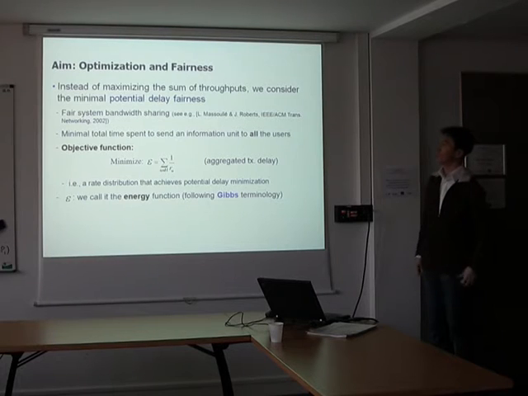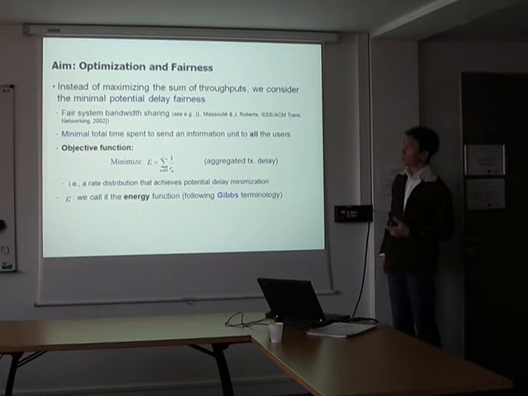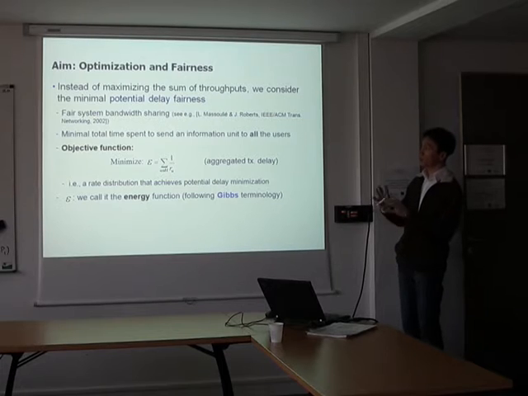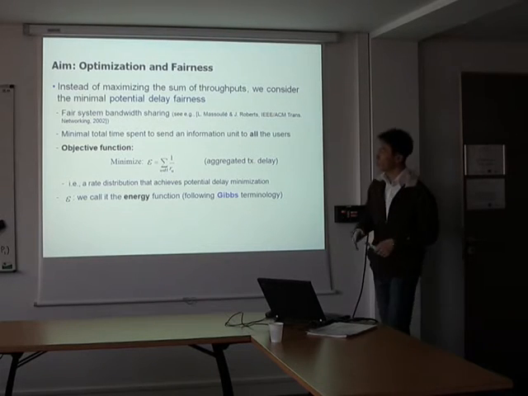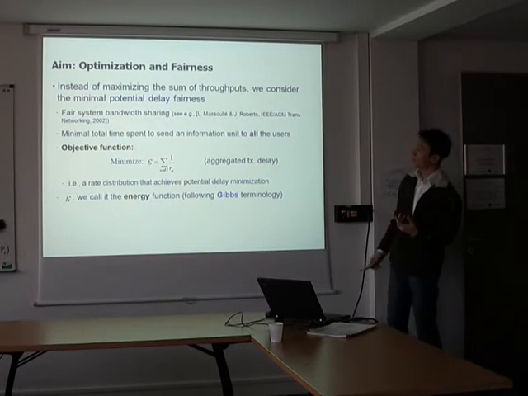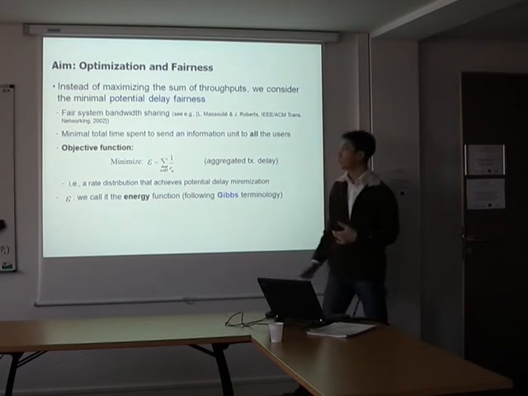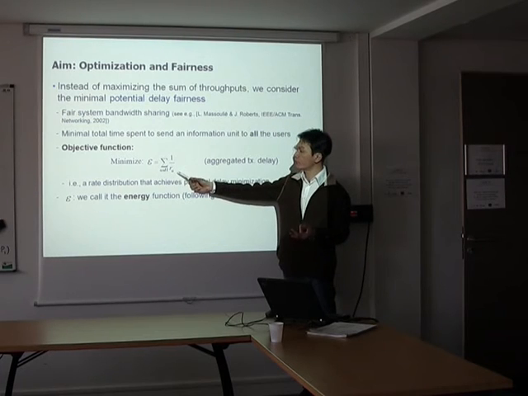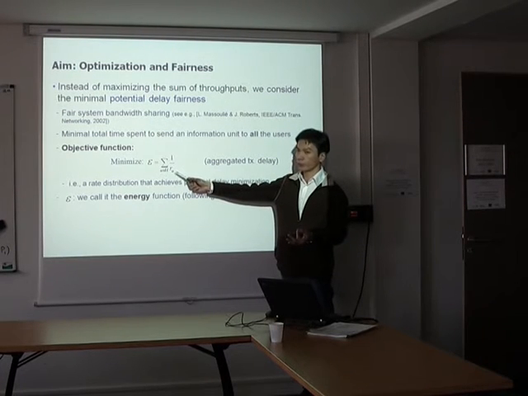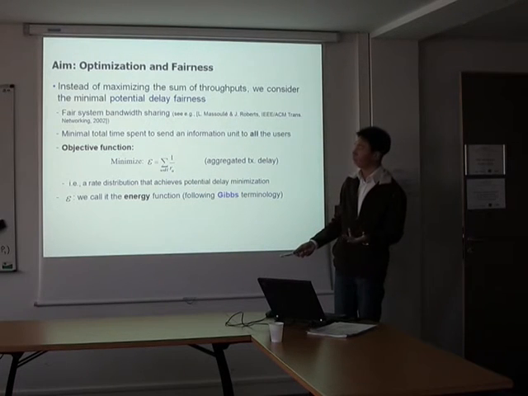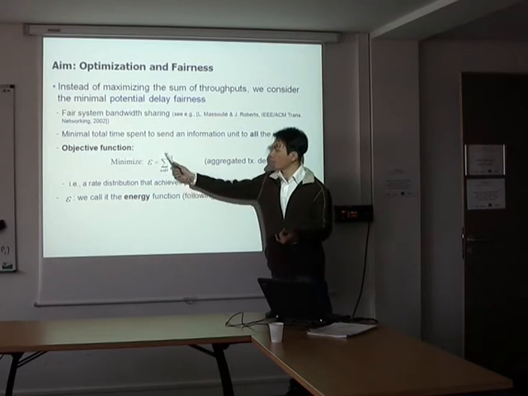And the objective function is that instead of maximizing the sum of throughput, which you can do, for example, just maximize the sum of all the throughput, which is a summation over all U, we are going to minimize, in fact, this sum of the inverse, which is the aggregated transmission delay. So R_U refers to the achievable rate at the user U, and one over R_U refers to the delay at this user per bit, and we are going to minimize the sum.